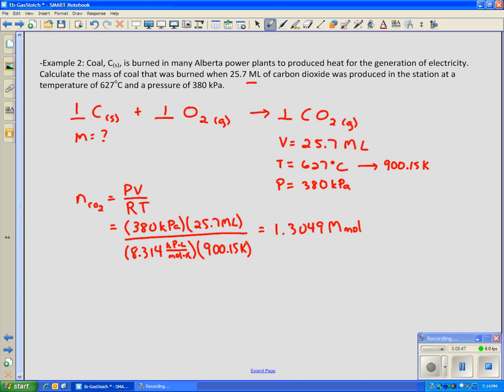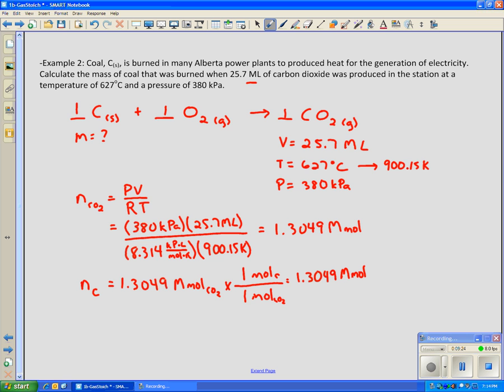That was step 2. For step 3, we want the moles of our unknown, and that's the carbon. So using the 1.3049 megamoles of CO2, we can multiply by the mole ratio, which is going to be 1 over 1. And that's to give us the 1 mole of carbon and to cancel the moles of CO2. So we get the same number, and we've still got the same units of megamoles.